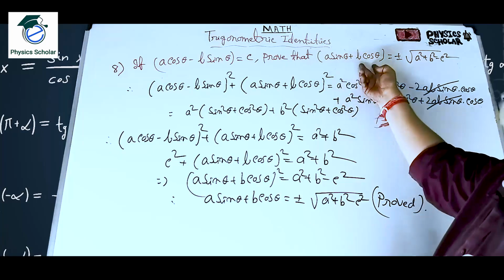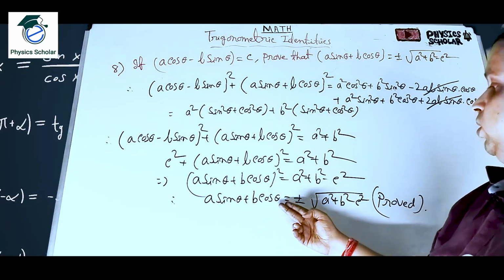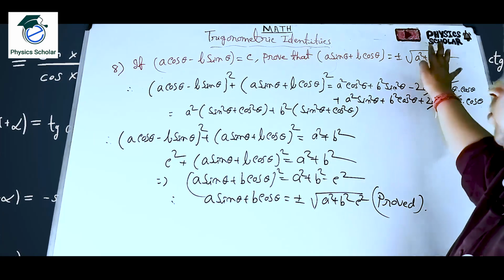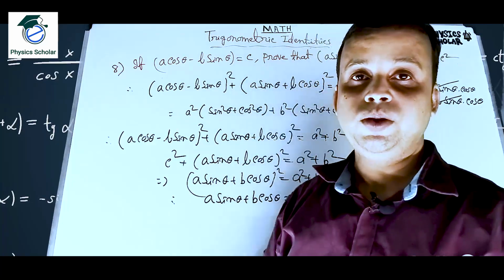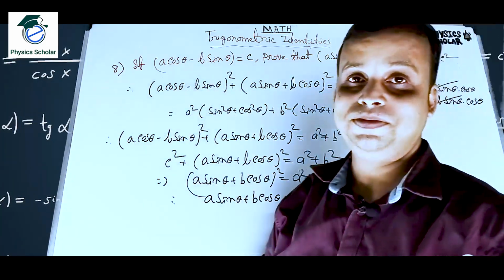So this we have to prove here. Okay, take the square root on both sides. So a sin theta plus b cos theta is equal to plus minus root over a square plus b square minus c square. That we have to prove over here. Okay, so I hope you have understood this. Now without further delay, let us move to sum number 9.